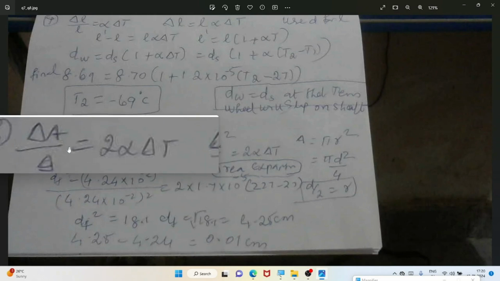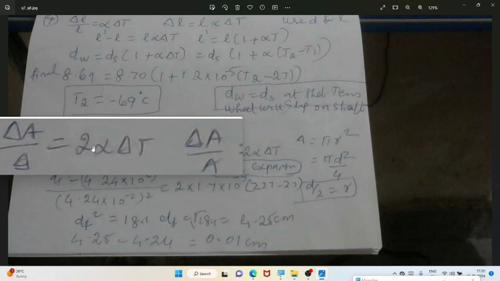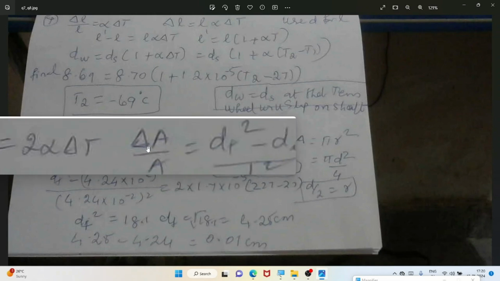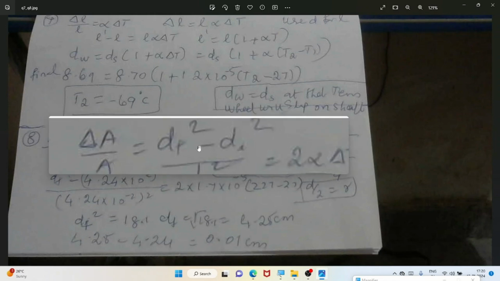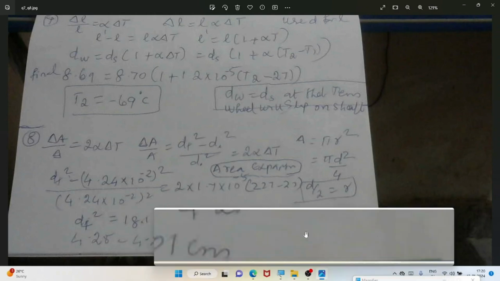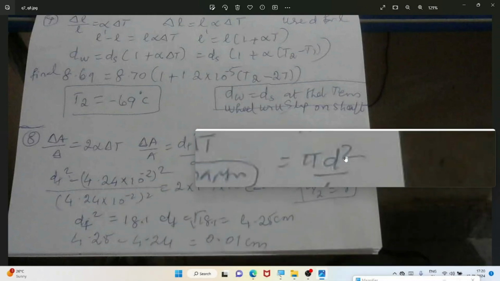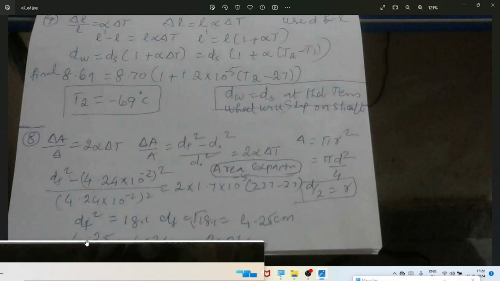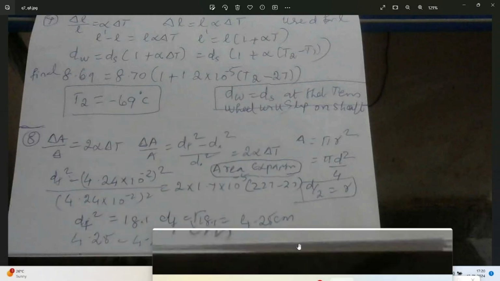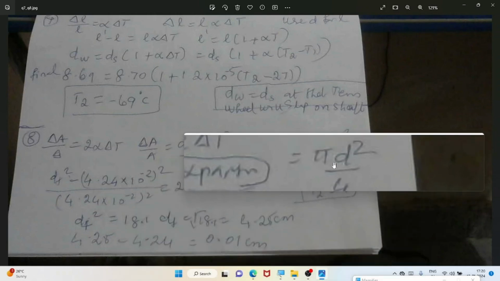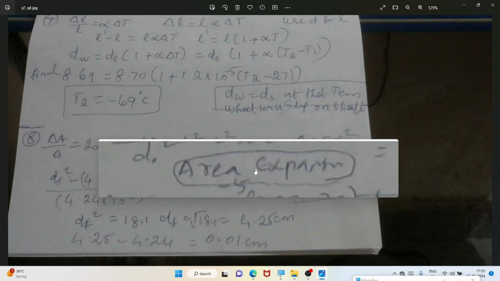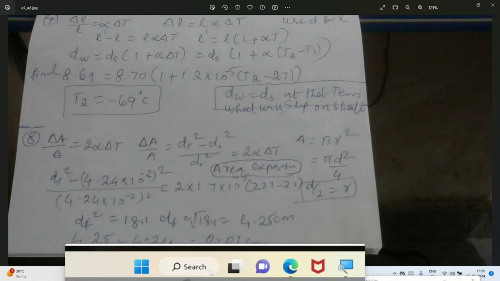So here we are using the area formula, but similar, only here it is 2 alpha, 2 into the linear expansion. So you will get this formula if you use delta A. Area equals pi r square, r equals d by 2, so pi d square by 4. Pi d square by 4 minus pi d square, again this is the area difference. So here pi and 4 will cancel out, and finally you will get this formula. Okay, you do it and you will get the area expansion.